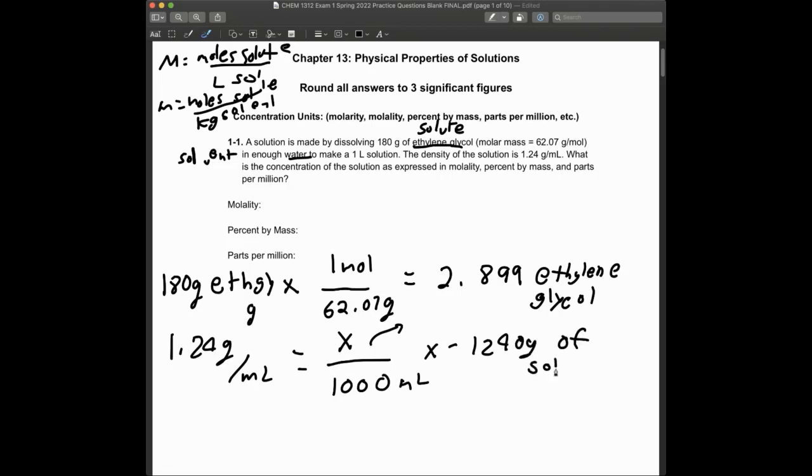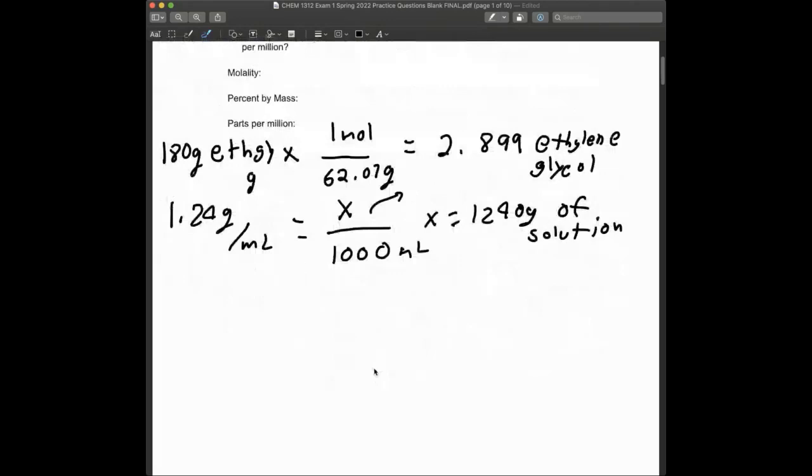A common pitfall here is that you're immediately going to plug this into the molality equation, like this one. But look at this: it's kilogram of solvent, and what we solved for was grams of solution. So we're going to need to do an extra step.